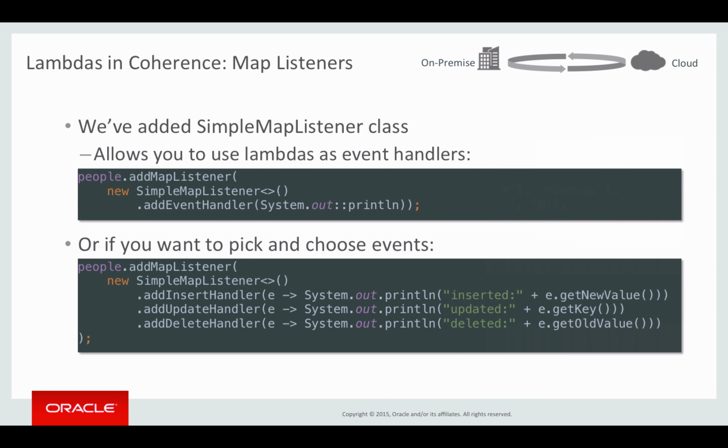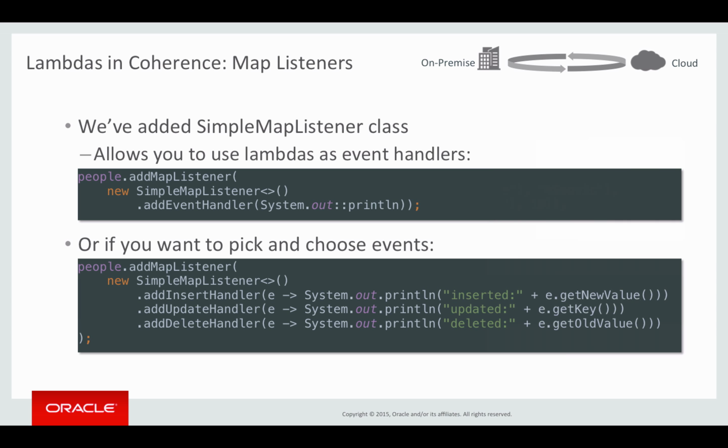Well, the map listener itself is not the functional interface. We've created a simple implementation of it that allows you to specify Lambda-based event handlers for each type individually, or a singular handler for all events, as the top example shows. It really depends on what you're trying to do. The example doesn't show this, but you could also register multiple handlers for the same event type, and they will all be called when the event is received.